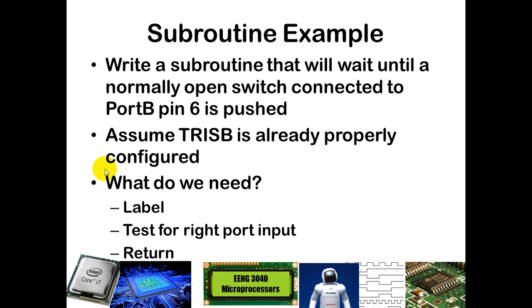So here's an exercise that you might try. We're going to work on this week in class. Write a subroutine that will wait until a normally open switch connected to port B pin 6 is pushed. What I mean by a normally open switch is that when that switch is not activated, it sends out a logic 0. When the switch is activated, it sends out a logic 1. And you can assume that you've already configured port B properly for inputs or outputs using your TRISB register.